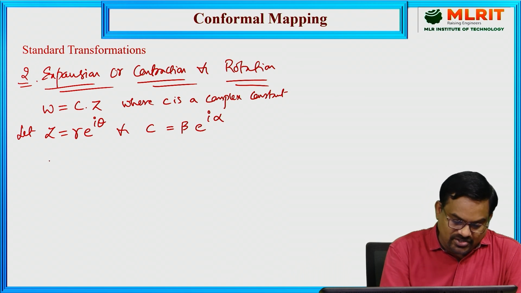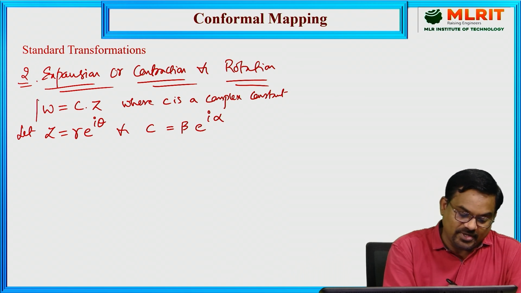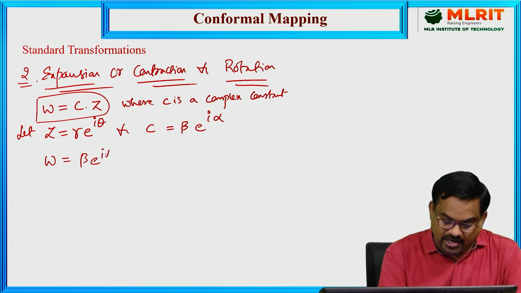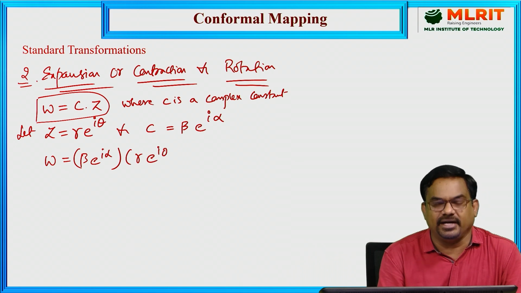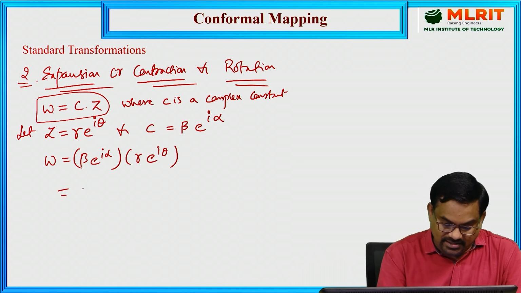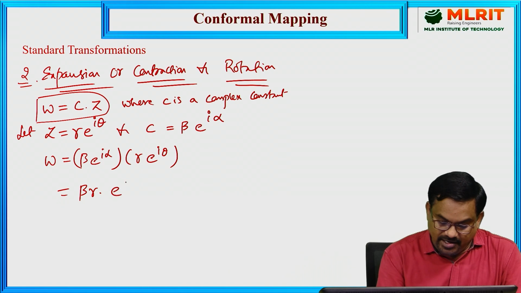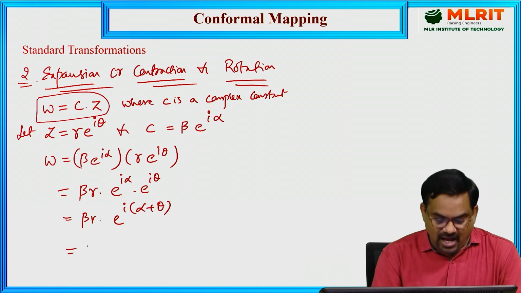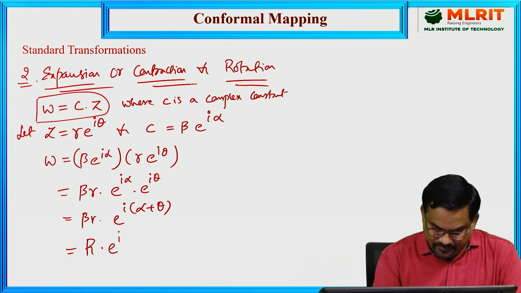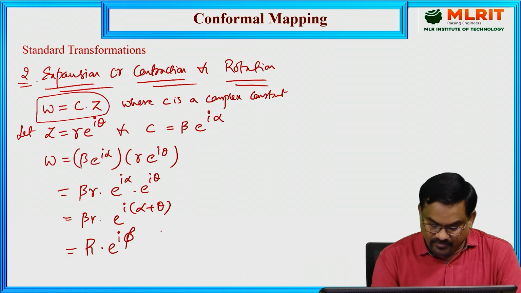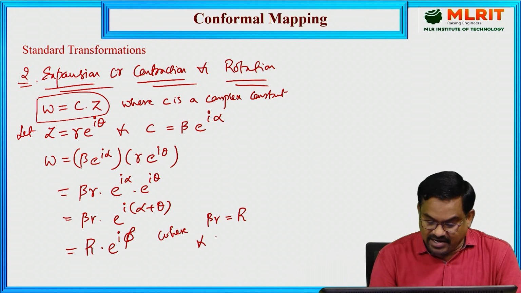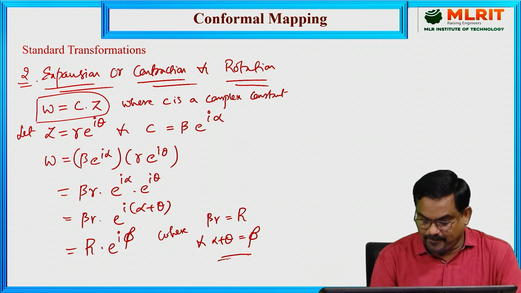Then using these two in the transformation W equal to Cz, we get W equal to beta e power i alpha multiplied by r e power i theta. And here I can write this as beta r and e power i alpha into e power i theta, which is e power i into alpha plus theta. Now I will use a new notation here, where this beta r is denoted by capital R and the angle alpha plus theta is some phi.